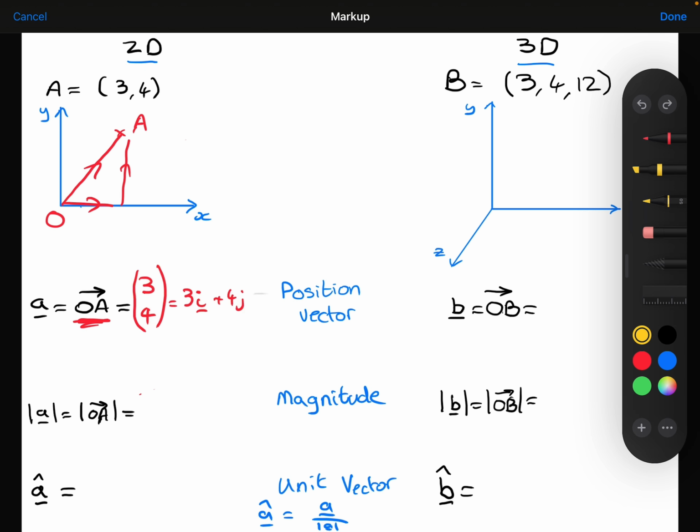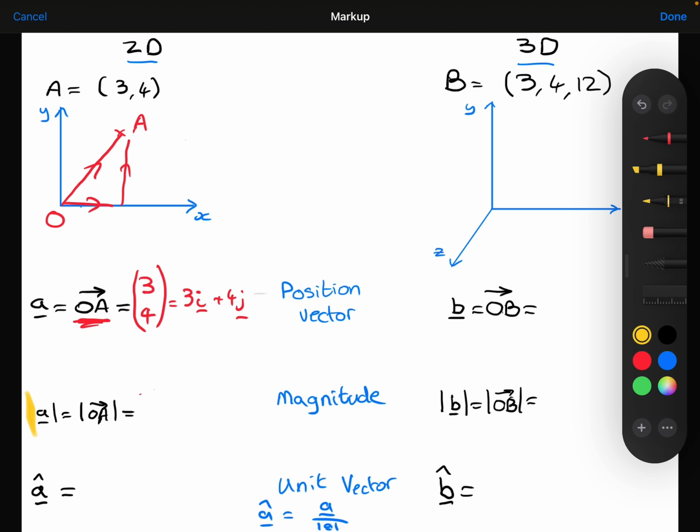Notice that when I'm drawing a vector, when I'm writing a vector down, I am underlining it to represent that it is a vector and it's not algebra. Okay, so that's the position vector of point A.